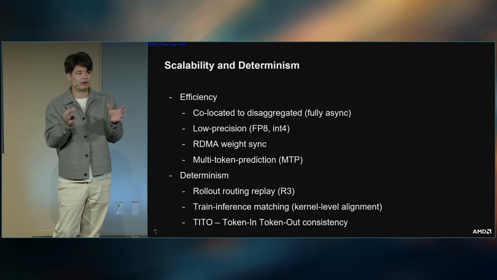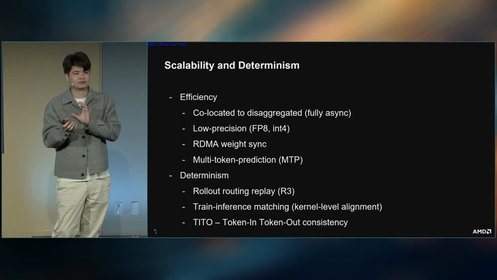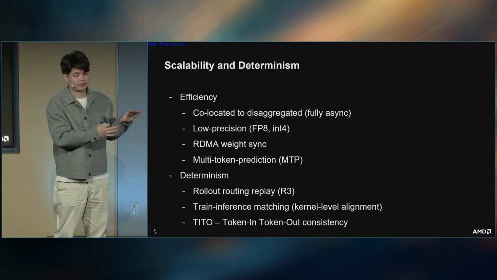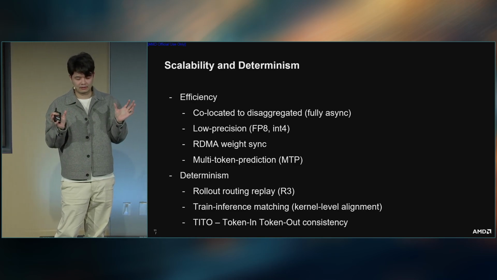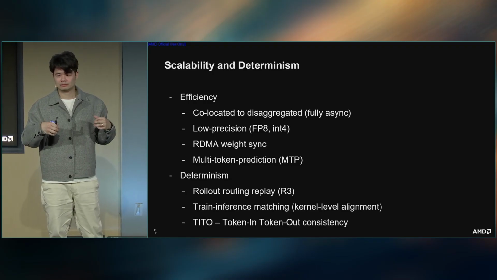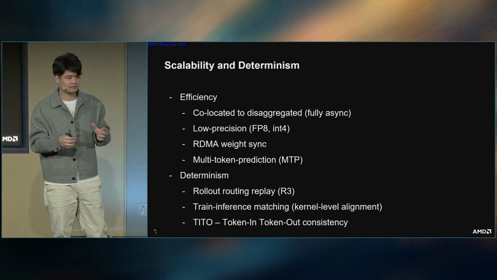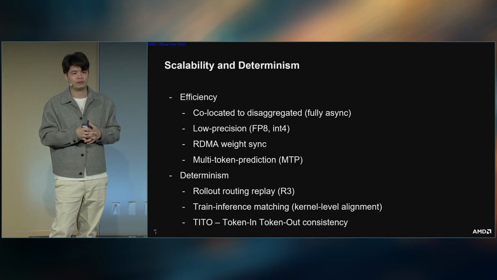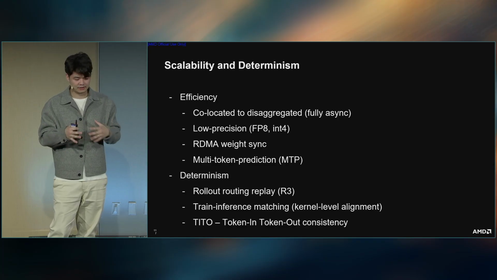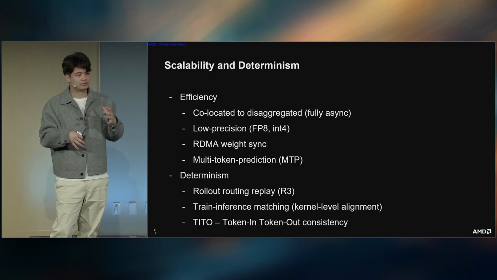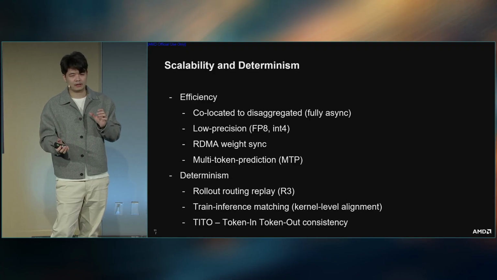We have a kernel that was used on the inference side, and we also use the same kernel on the training side to make their kernels align, so we can guarantee their outputs are 100% the same. And the last one is token-in-token-out consistency, because we find, especially in agentic task training, that input tokens and output tokens can be different.